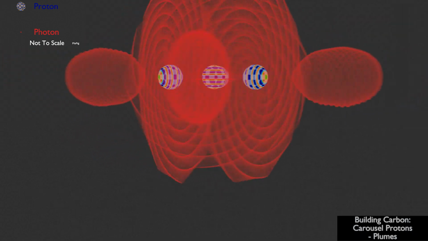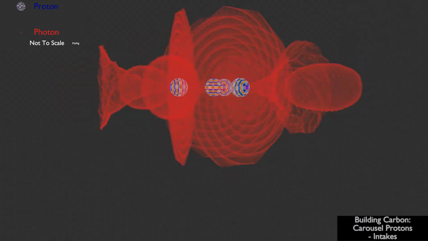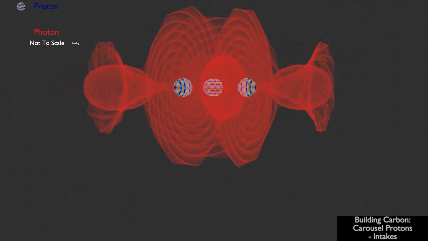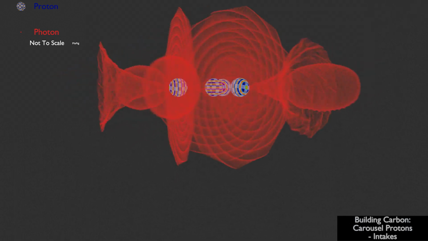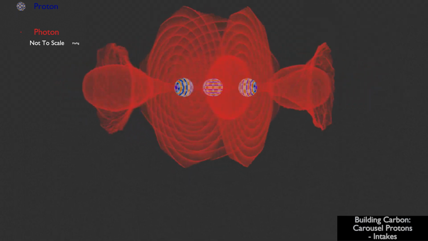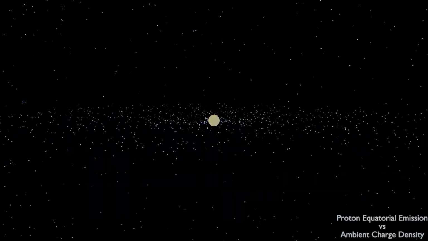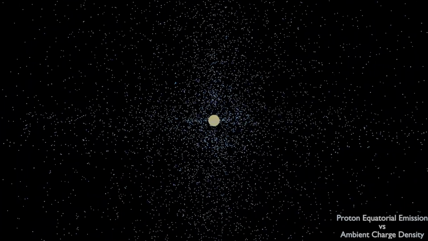The external intakes of the 3 protons receive a reduced charge uptake since they are oriented 90 degrees to the main high-density charge wind. Temperature is the measure of the density of the ambient charge. A higher temperature equates to a higher ambient charge density.